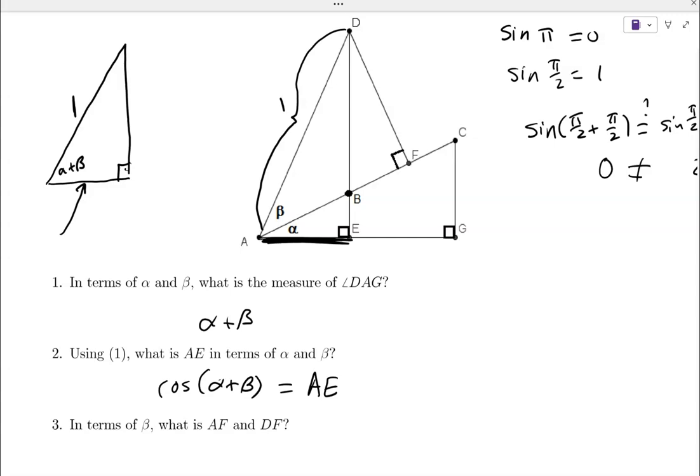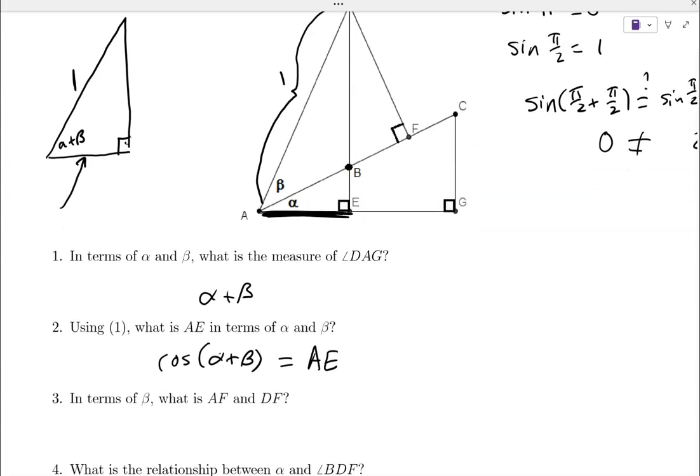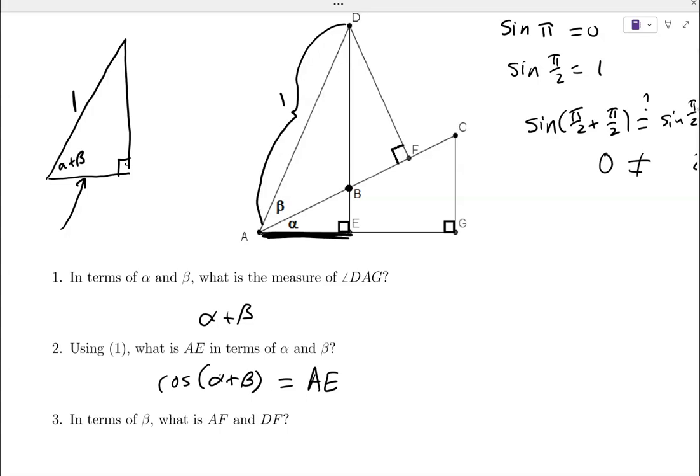All right, so what does the next thing say? In terms of beta, what is AF and DF? All right, so in this case, erase that part. We're looking at the triangle ADF here, right? That big long piece. So again, the angle we have is beta, and the hypotenuse of that triangle is 1. So let's do AF first, only because that's what's listed first in the question. Relative to beta, AF is which side of the right triangle? Adjacent. So we want the adjacent. We have the hypotenuse, so again we'll use cosine, right? So your AF will be cosine of beta.